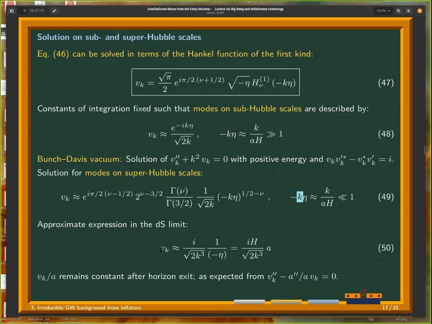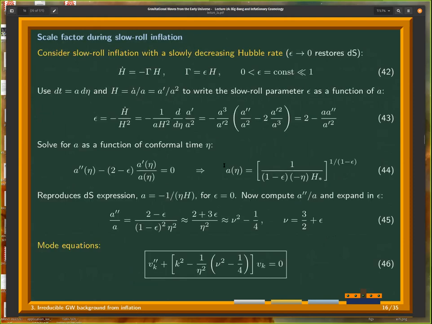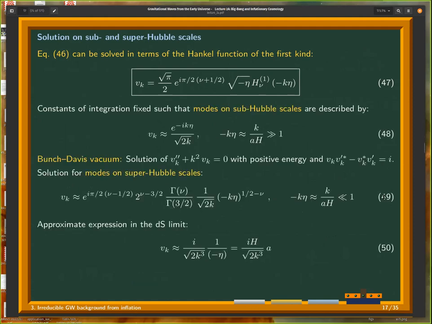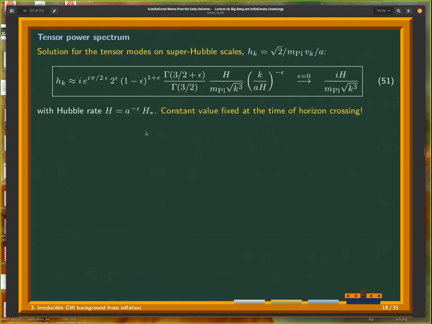All right, so now I can take that solution here for my function v. I can take this expression for the scale factor, and you combine equation 44 with equation 49, and that gives the full result now on super horizon, super Hubble scales, for the tensor perturbation. Maybe this was a bit fast, but again, you just have to combine the previous equations, I think 44 and 49, and then you get this expression here. And here I've also used the relation between h and v. And you find this simple expression here in the de Sitter limit where epsilon goes to zero. It's just proportional to the Hubble rate. All right.